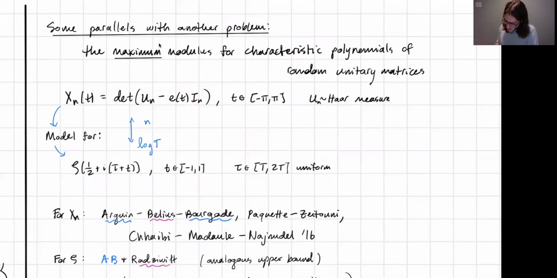What's been well known for a long time is that the zeros of the characteristic polynomial, so the eigenvalues, behave a lot like zeros of the zeta function. But what's neat is that actually the analogy extends to extreme values. If you look at the extreme, very large values of this polynomial, they behave like large values of the zeta function. So it's in the zeros and in the extremes. This whole function is a good model.